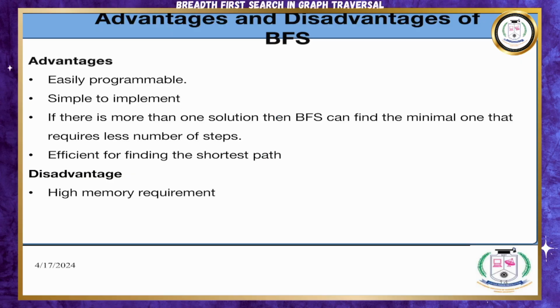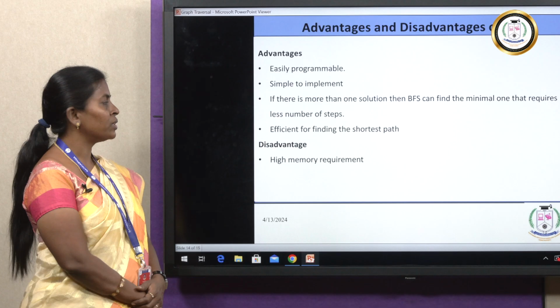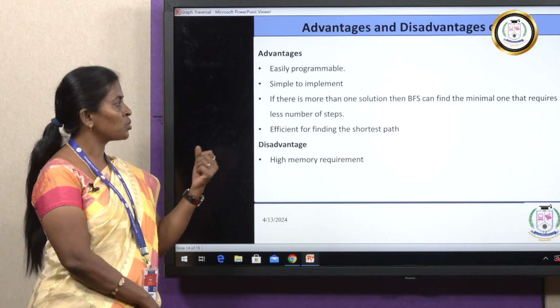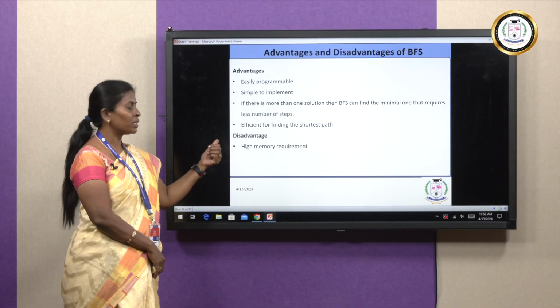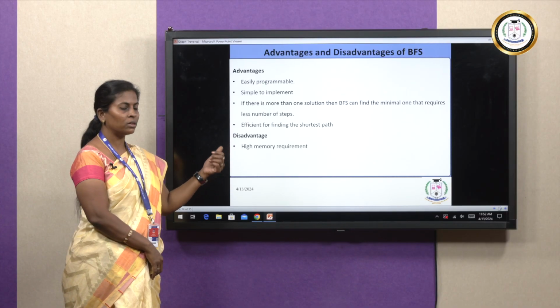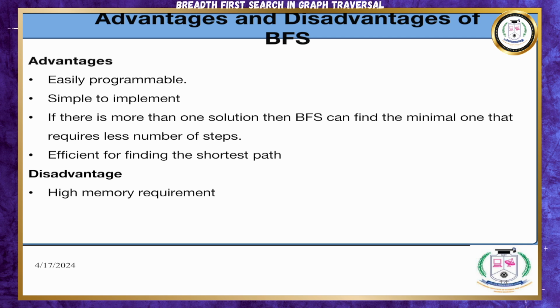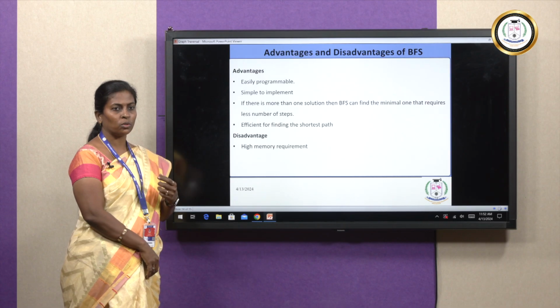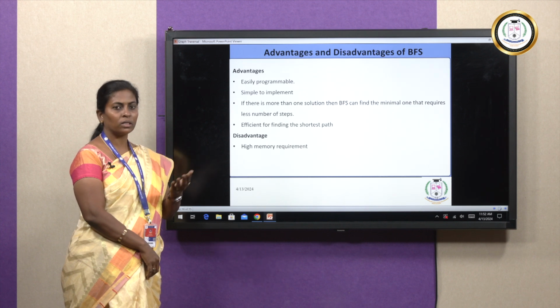So next we will see the advantages and disadvantages of BFS. It is easily programmable and simple to implement. When there is more than one solution, we can use BFS to choose the minimal one, and it is very efficient for finding the shortest path. The main disadvantage is that it requires more memory, because for each and every level we have to save it to get the next level.